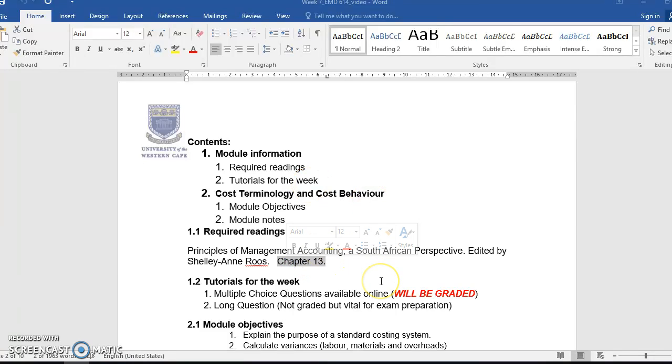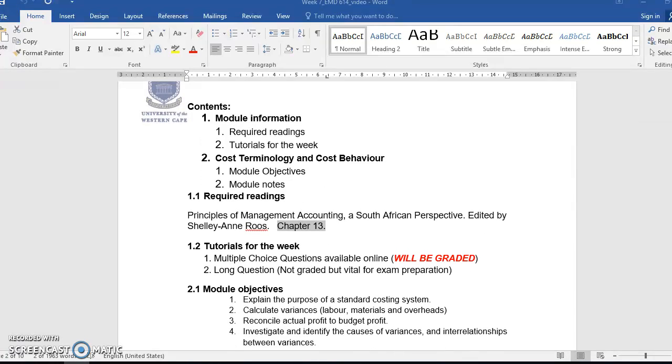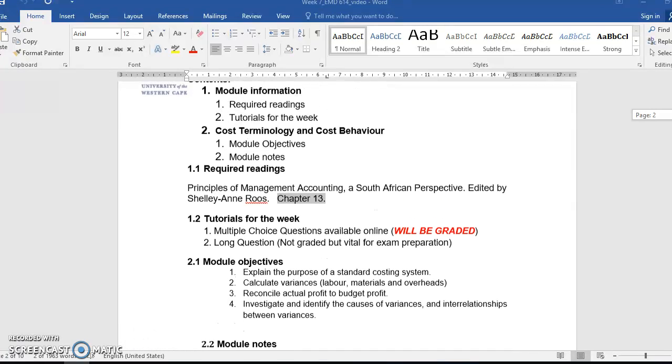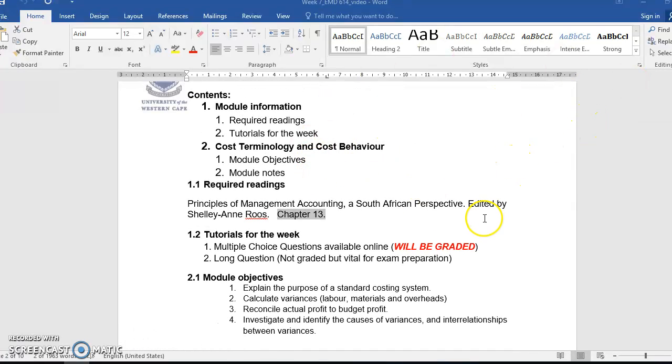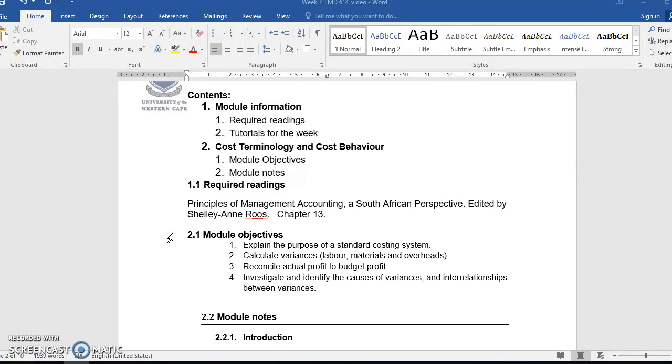Chapter 13 is the applicable chapter in the textbook for this week, but this section can be quite a complex topic. So for this topic, I would advise you to stick as much as possible to the notes. The notes will be more than sufficient. This week, there will not be multiple choice questions, so multiple choice questions will not be graded. And there also won't be any long questions, because we're going to do the long questions as part of a class example.